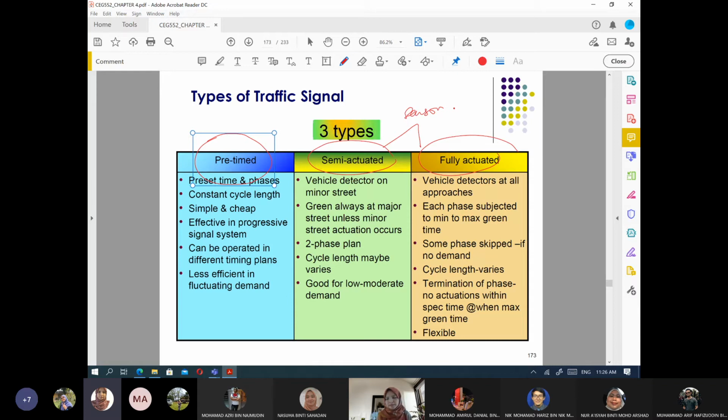Dia kena yang progressively ada traffic flow lah. From 8 to 5 ada, ataupun from morning till dawn masih lagi ada traffic flow. Okay, then it will be effective.